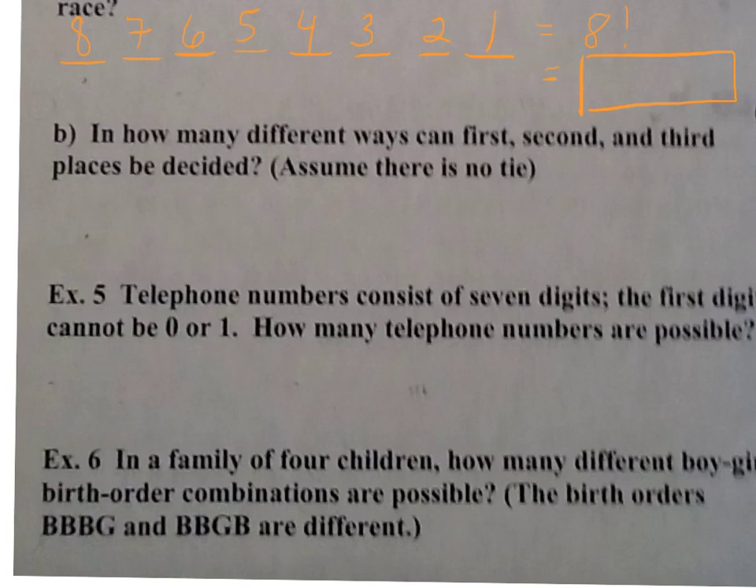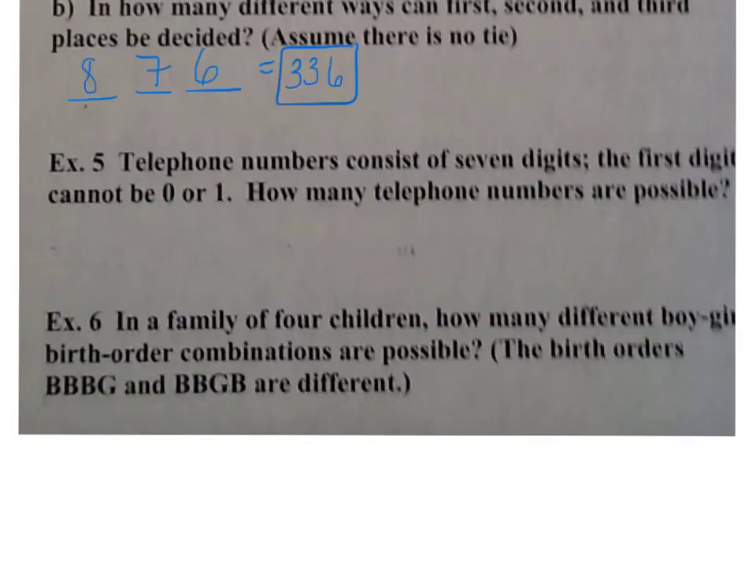Now this next example, same thing, horses in a race. This one's asking how many different ways can only first, second, and third be decided. Okay, and we're assuming there's no tie here. So for the first place, still, I have 8 horses to choose from. Second place, I'm down to 7. Third place, I'm down to 6. So you're only doing those first 3. Okay, and what we get there is 336.